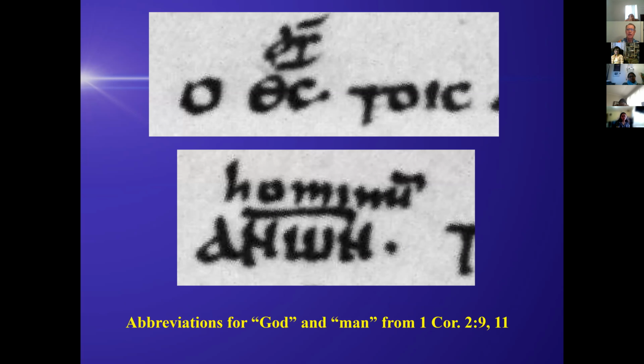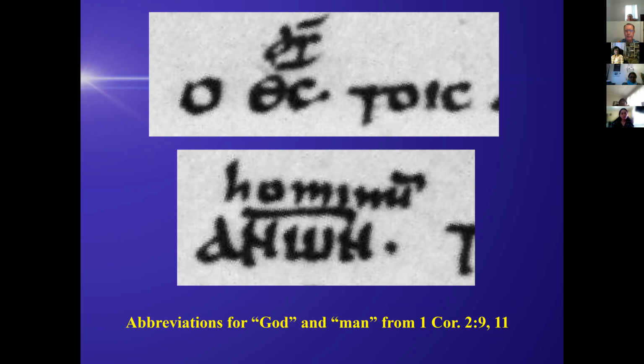Now, here we have a close-up of some abbreviations. In the top, ho theos, that's a theta and then an S, or it looks like a C. That's an abbreviation for God, ho theos.